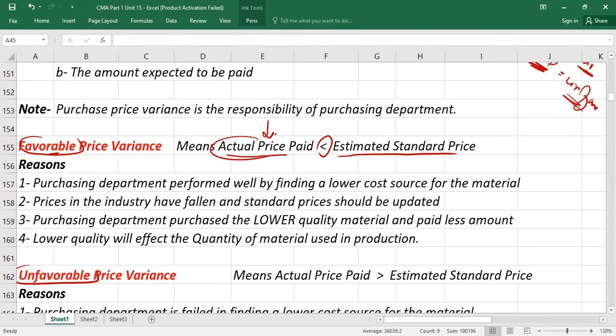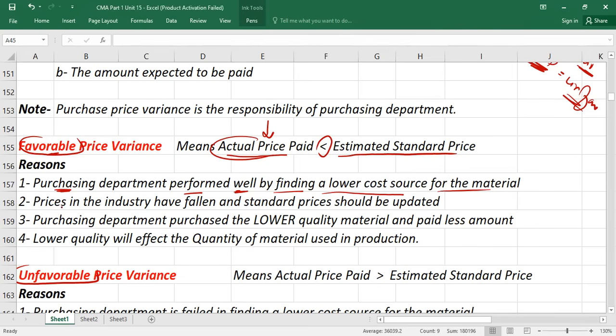So there could be several reasons. Reasons could be positive, reasons could be negative. So why is the actual price less? Number one, maybe your purchasing department, who is buying the material, performed well by finding a lower cost source for the material. Maybe your purchasing department is doing a really good job and finding very economical supply in the market and selecting those. So this could be the first reason: the better performance of the purchasing department.